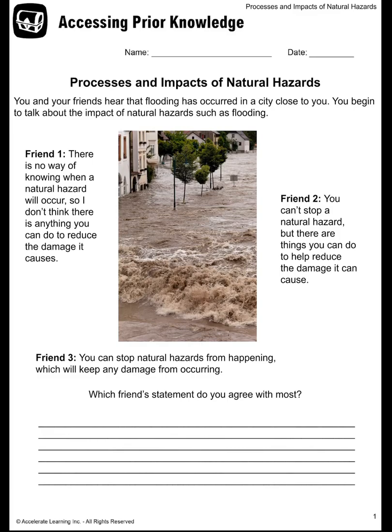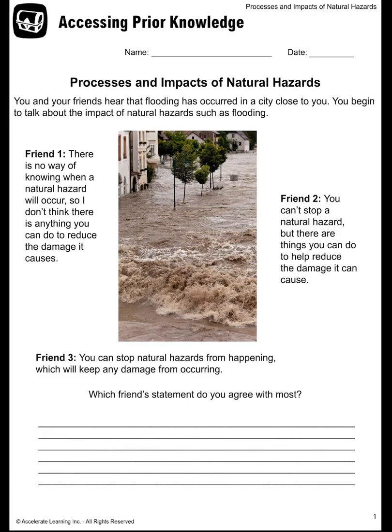Welcome back to our accessing prior knowledge. You looked at this at the very beginning of this unit, and now we're coming back since we've learned so very much. So this says, you and your friends hear that flooding has occurred in a city close to you. You begin to talk about the impact of natural hazards such as flooding.